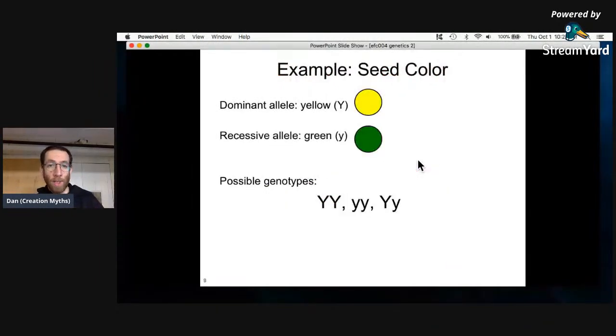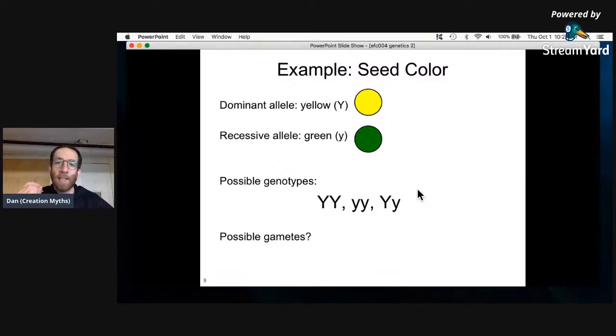And we can illustrate this looking at another trait, seed color. Now, Mendel's looking at pea plants. Yellow seeds were dominant over green seeds, so we're going to use capital Y and lowercase y. And your possible genotypes for this trait, you could be homozygous dominant, you could be homozygous recessive, or you could be heterozygous.